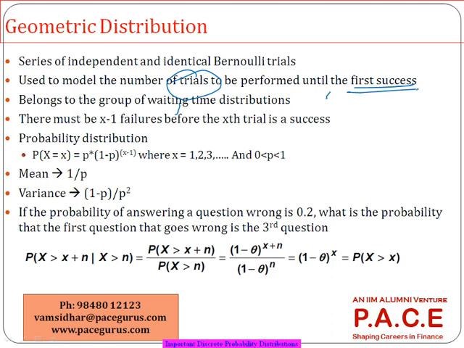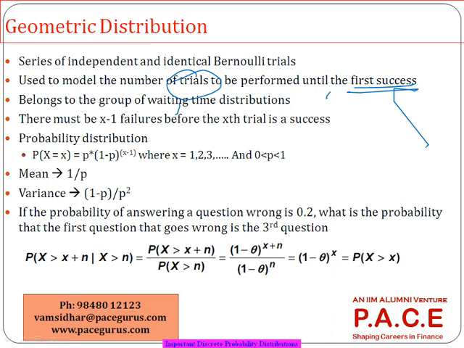Like, if I say getting a six on the roll of a dice is a success, what is the chance that I will get a six in one trial, two trials, three trials? For each one, I am trying to give a probability. What is the chance that I can achieve it in the first trial itself? I'll get success in the second, third, fourth, fifth, sixth, tenth.